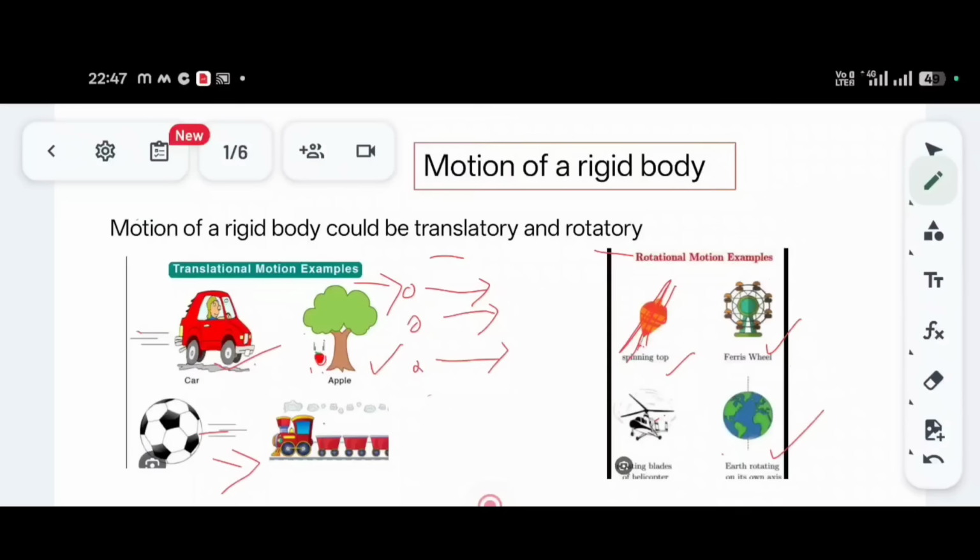In translatory motion, all the particles in that object move in a particular direction, but in rotatory motion the center axis will be fixed. All the particles on the center axis will be fixed, and the neighboring particles will have a circulatory motion. This is the difference between translatory motion and rotatory motion. So let us go to the second slide.